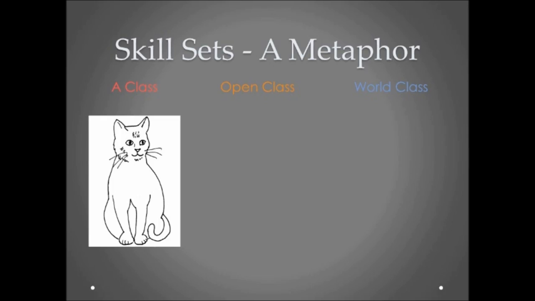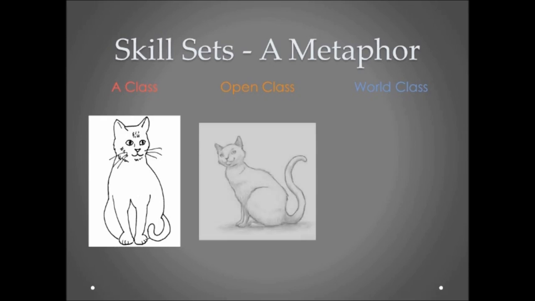Our next cat is going to be open class cat. Here is intermediate cat. And you can see right off the bat the intermediate cat is several degrees above that of A-class cat and basic cat. The intermediate art student is now using some shading techniques and employing certain advanced strategies that the basic cat artist is not prepared to experiment with quite yet. And you can also see a new characteristic creep into this cat's face.